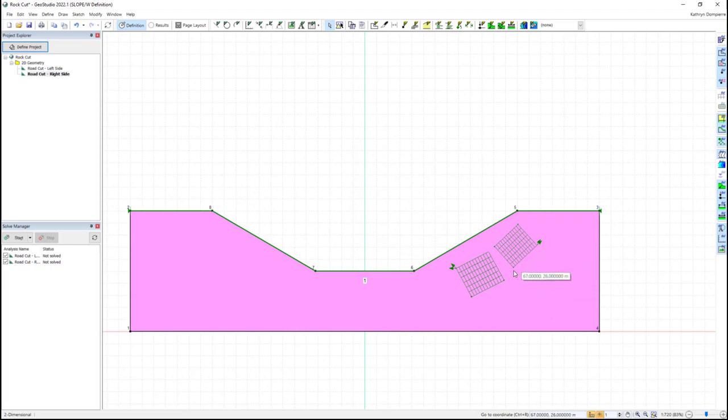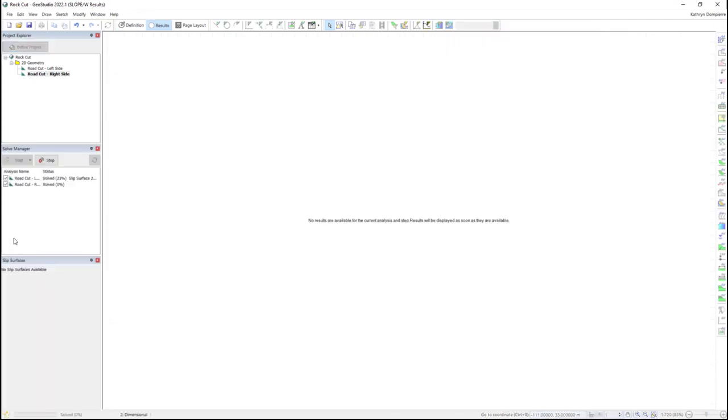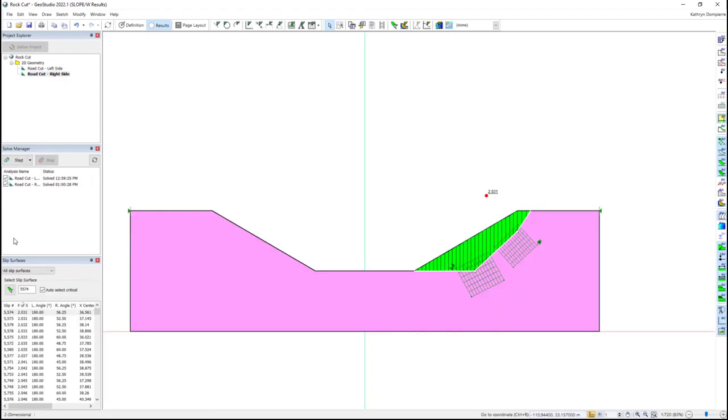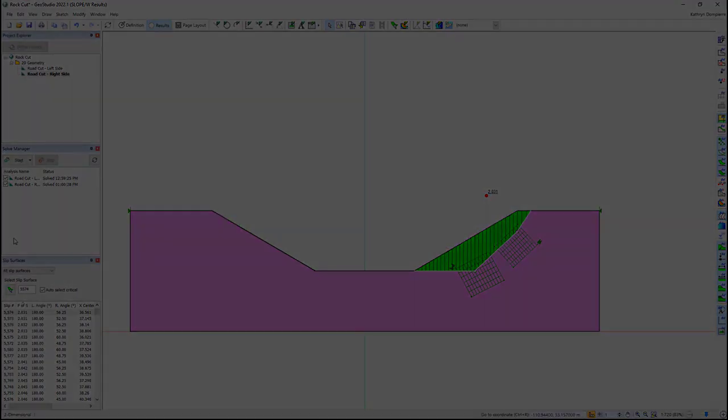I'm now ready to solve both analyses by pressing Start in the Solve Manager dialog. To take a detailed look at our results, let me jump back into the presentation.